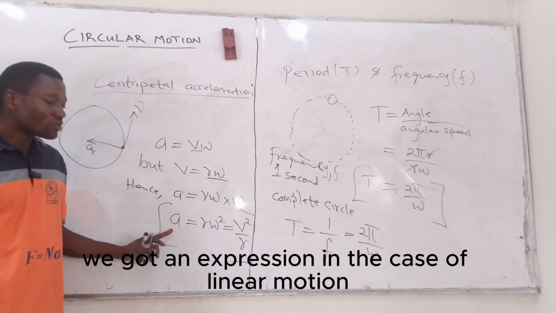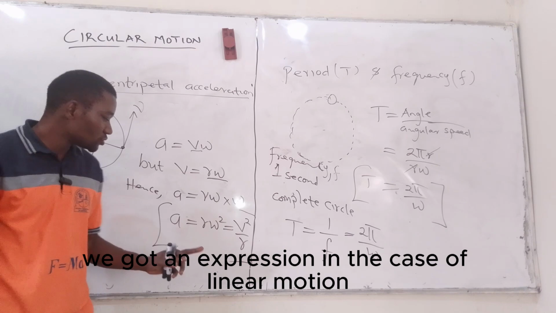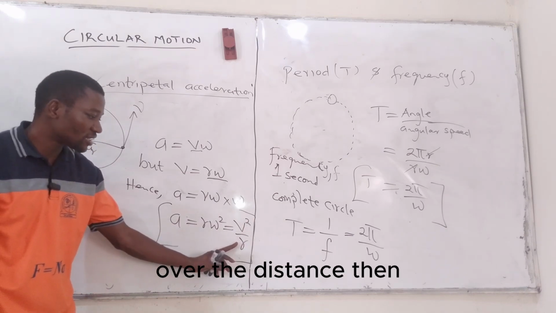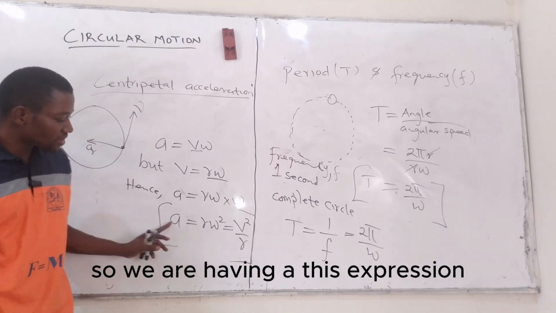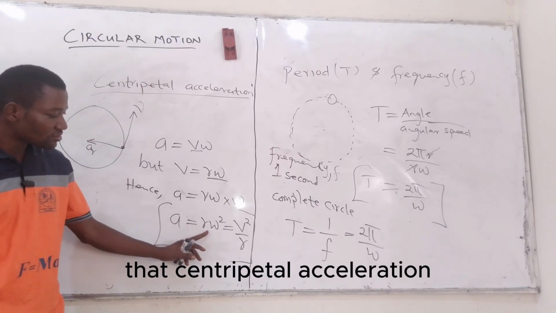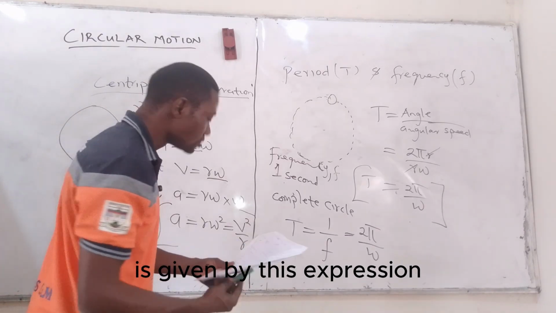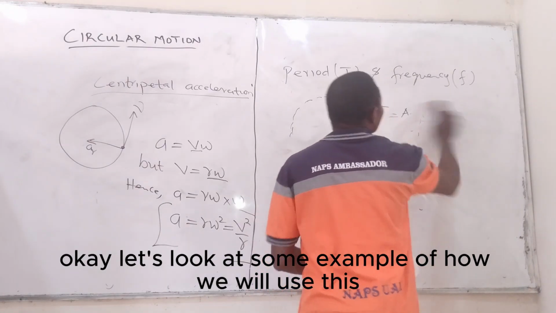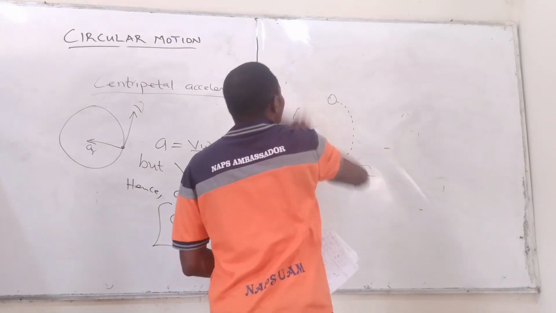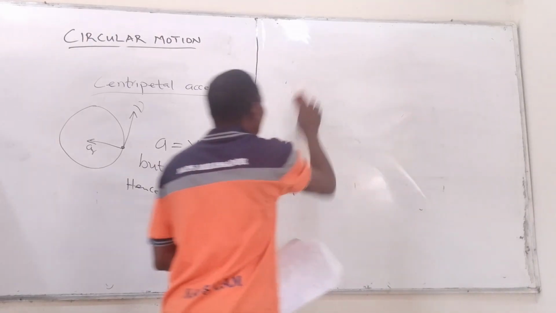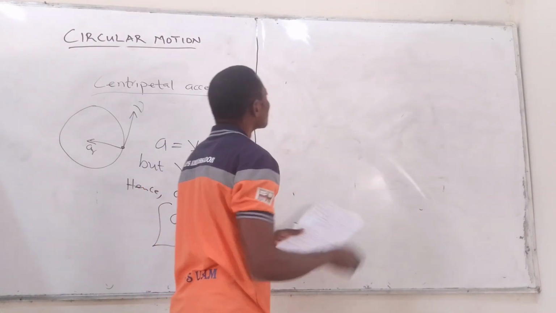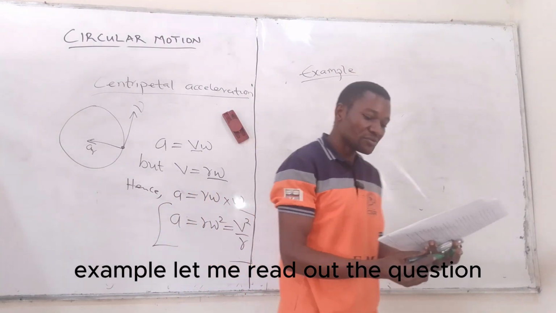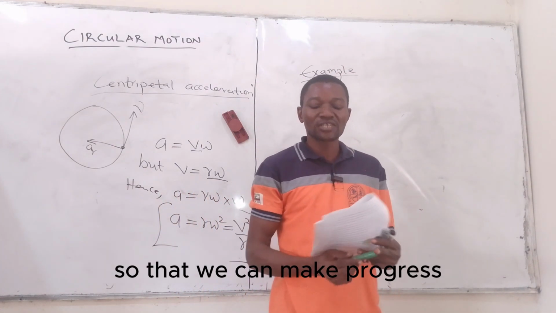Before now, we got an expression in the case of linear motion: the acceleration is equal to velocity square over the distance. Now we have this expression, that centripetal acceleration is given by v square over r. Okay, let's look at an example of how we will use this. Let me read out the question so that we can make progress.